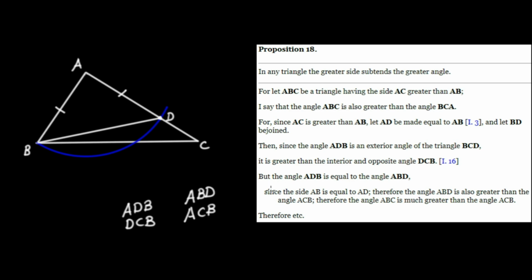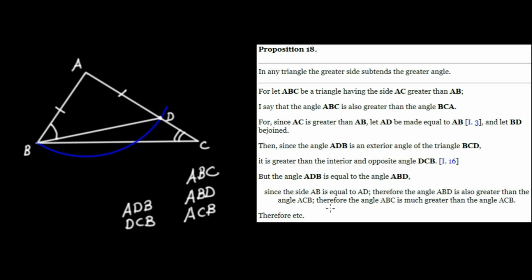And this is just what he says. Since the side AB is equal to AD, the angle ABD, that's this angle right here, is also greater than the angle ACB. However, notice that ABD is a part of the angle ABC. So therefore, ABC is still greater.